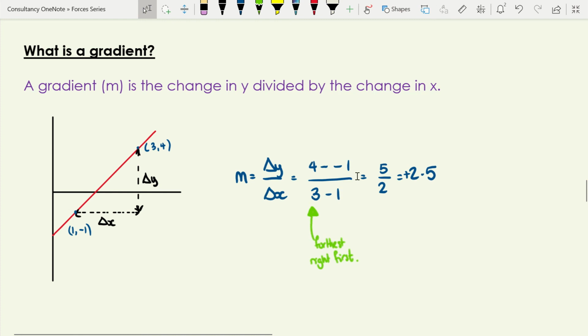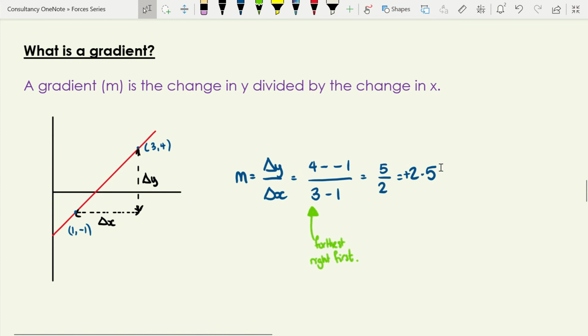So that's just a convention thing, so everyone does the same thing. We could have done it the other way around, but then we'd have to have changed all the rules that we've got so far. So we don't do that. So we always do the one on the right minus the one on the left. We do the same thing for the x. So we do the one on the right, which is 3, minus the one on the left, which is 1. Here, 4 minus -1 is 5. 3 minus 1 gives you 2. 5 divided by 2 gives you 2.5, and it's plus 2.5.